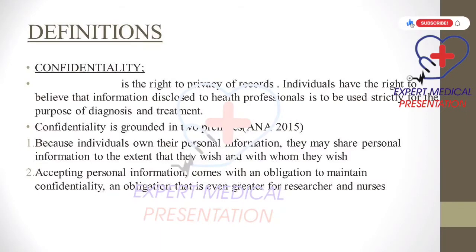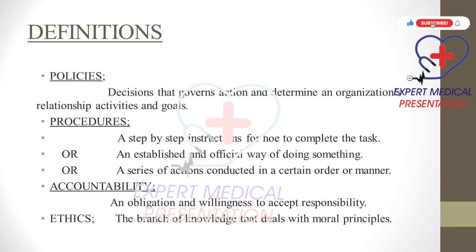Definitions. Policies: decisions that govern action and determine an organization's relationships, activities, and goals. Procedures: step-by-step instructions for how to complete a task, or an established and official way of doing something, or a series of actions conducted in a certain order or manner. Accountability: an obligation and willingness to accept responsibility. Ethics: the branch of knowledge that deals with moral principles.